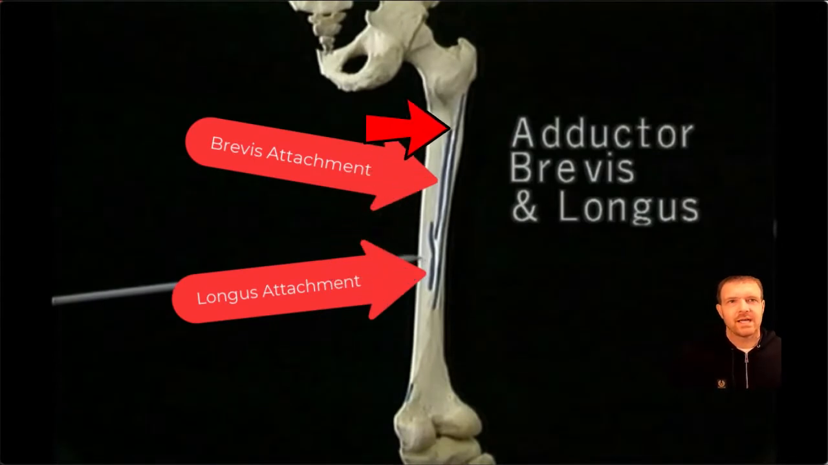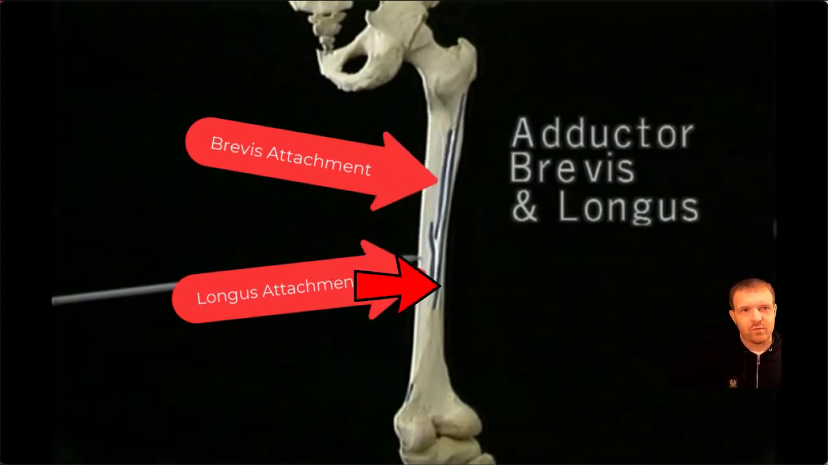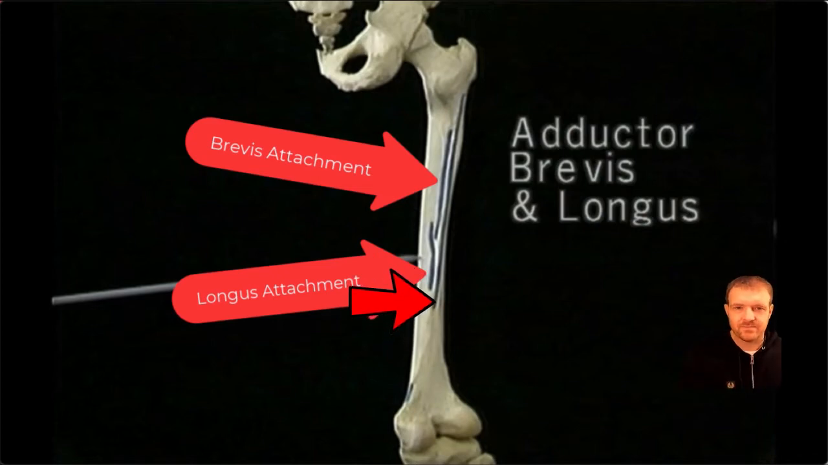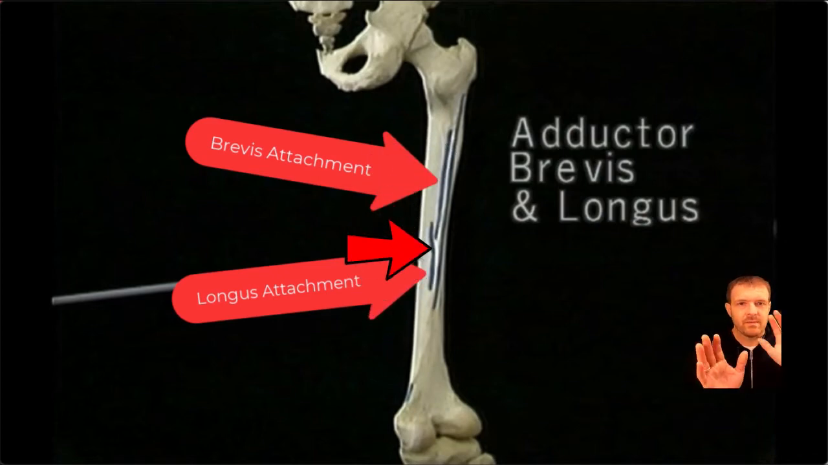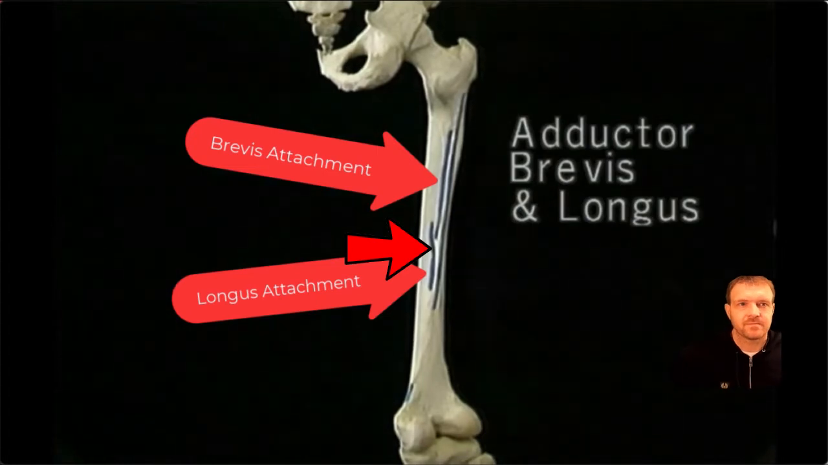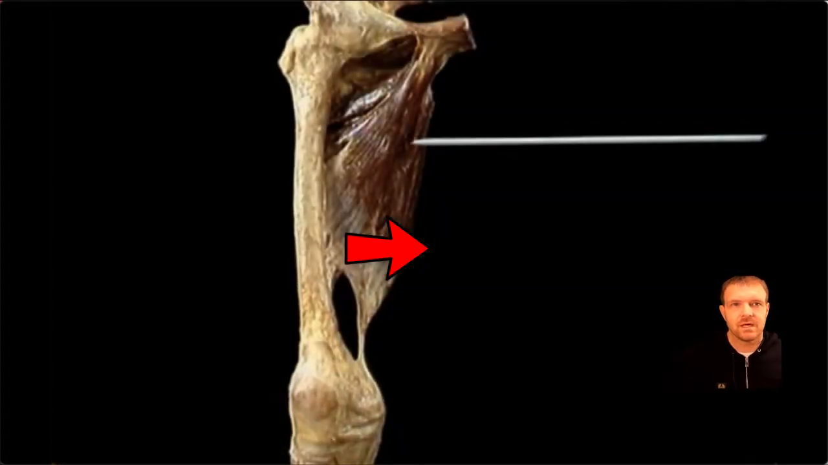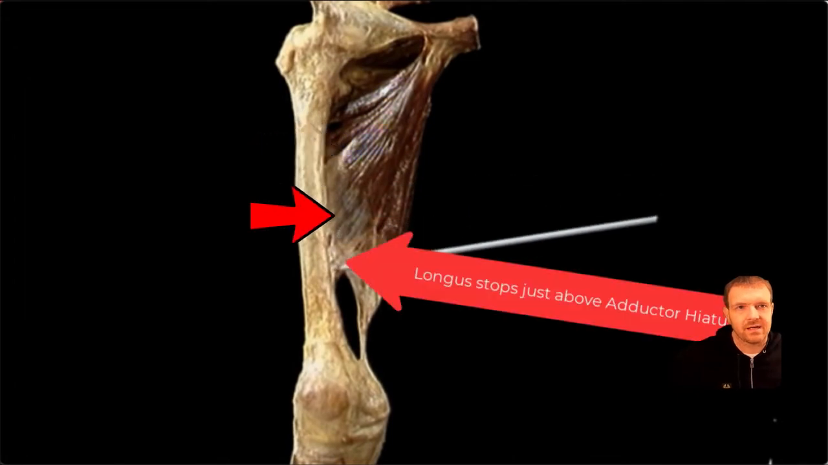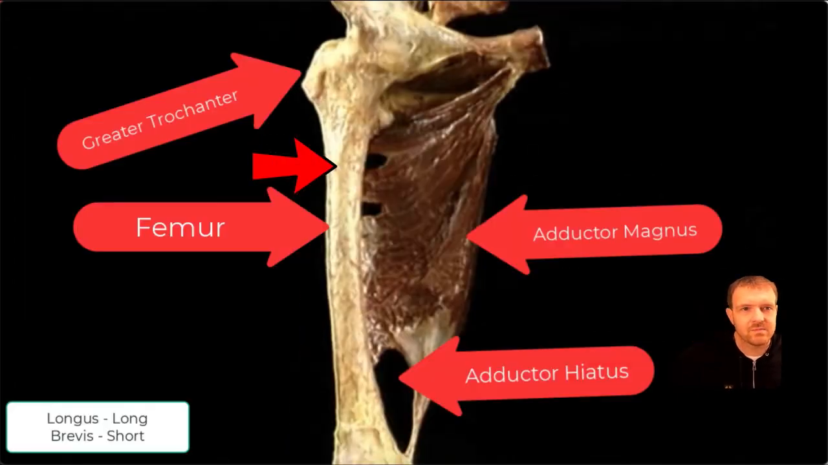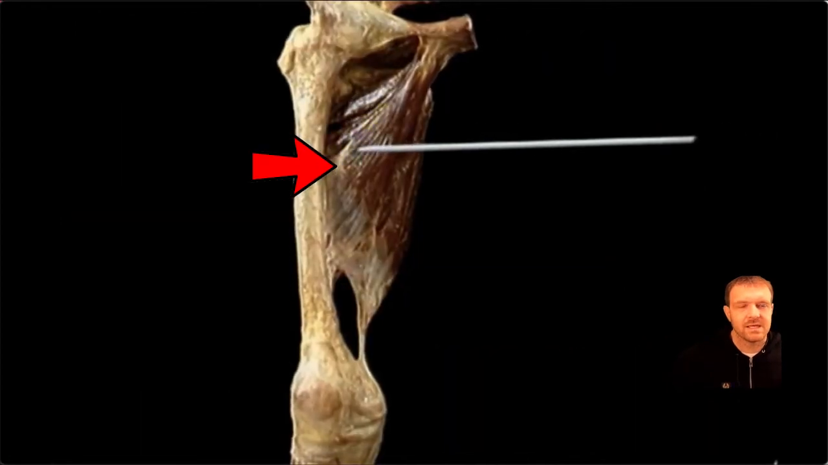There we go. Okay, and that line there, that ridge again, that's your linea aspera. So that's what we were talking about before. So remember, your vastus lateralis attaches into here, vastus medialis attaches into here, your adductor magnus attaches onto there as well. You've got all of these really big, really powerful muscles attaching on that ridge, on that line on the back of the femur. And there they are at the front.